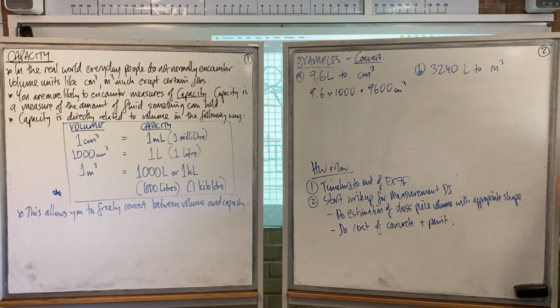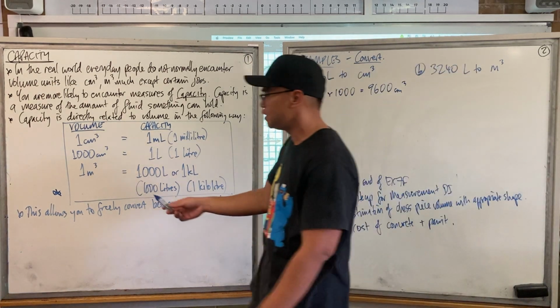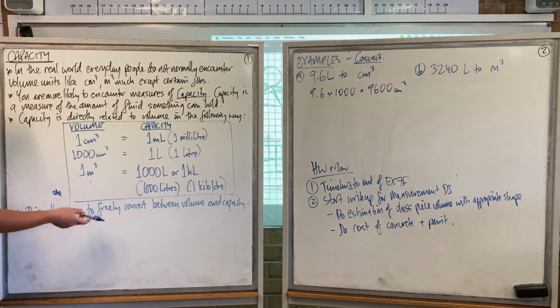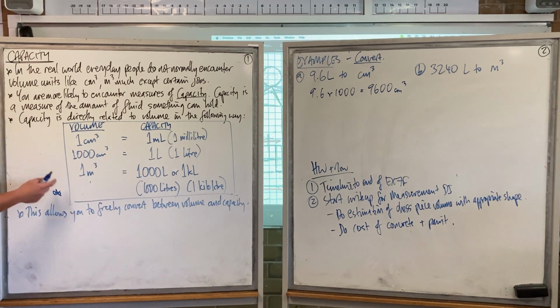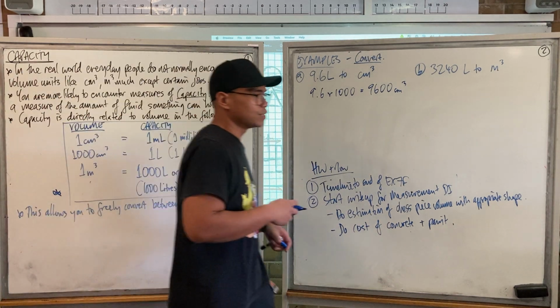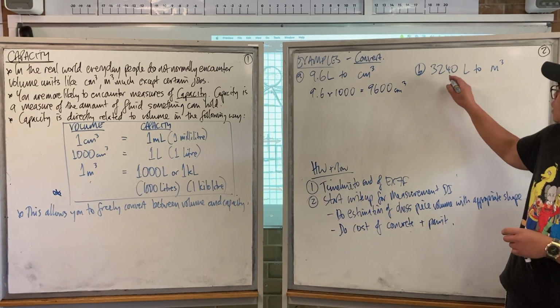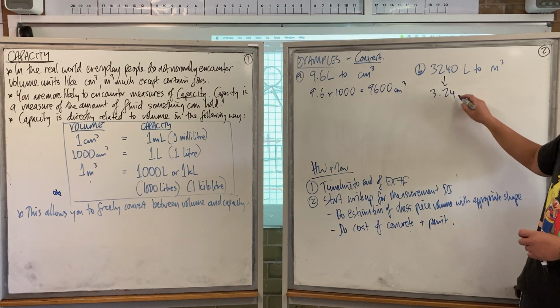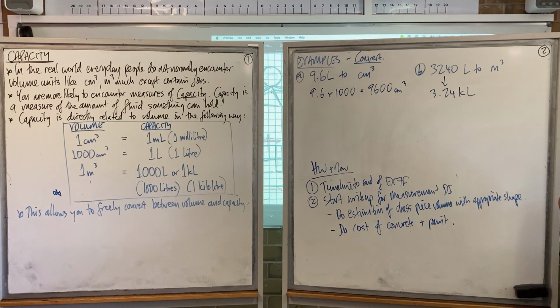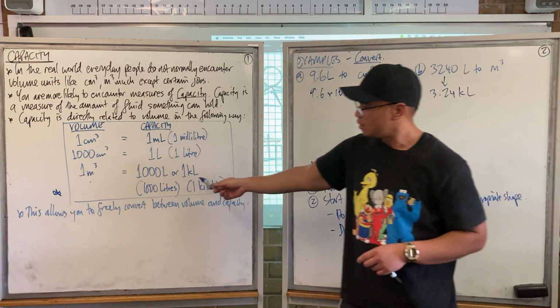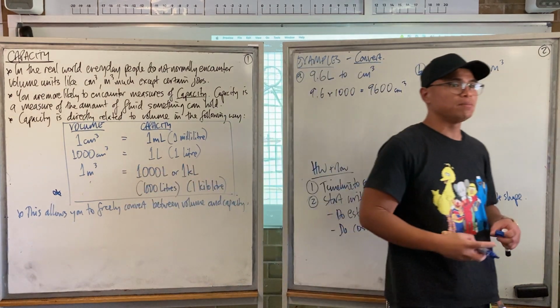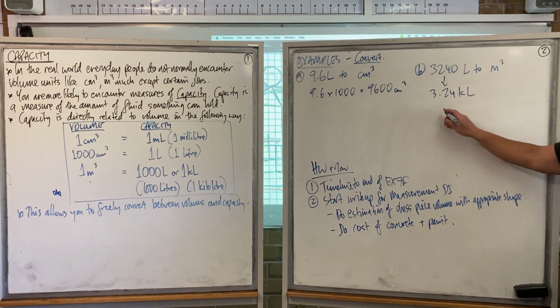This one here, 3240 litres to cubic metres. What do I know is the relationship between cubic metres and litres, kilolitres, etc.? How many kilolitres would 3240 litres be? 3.24. So this is 3.24 kilolitres. And then what do I know about kilolitres? 1 kilolitre is 1 cubic metre. So they're matching. So this is just going to be 3.24 cubic metres.